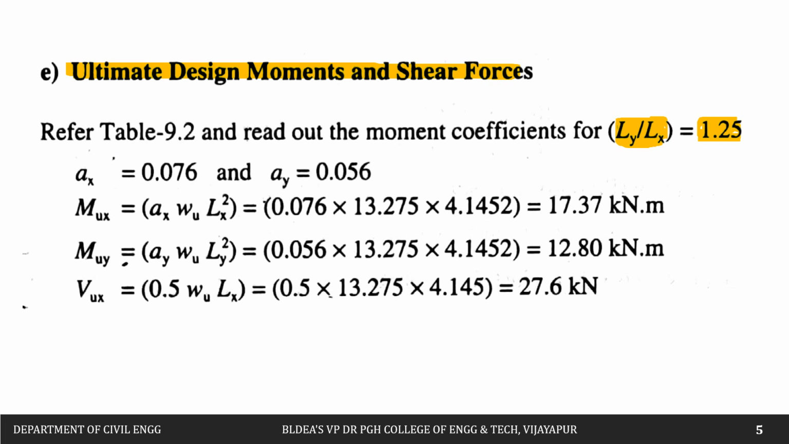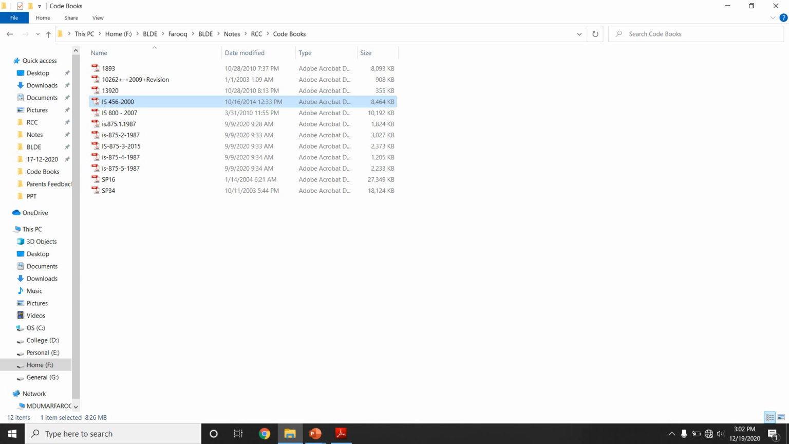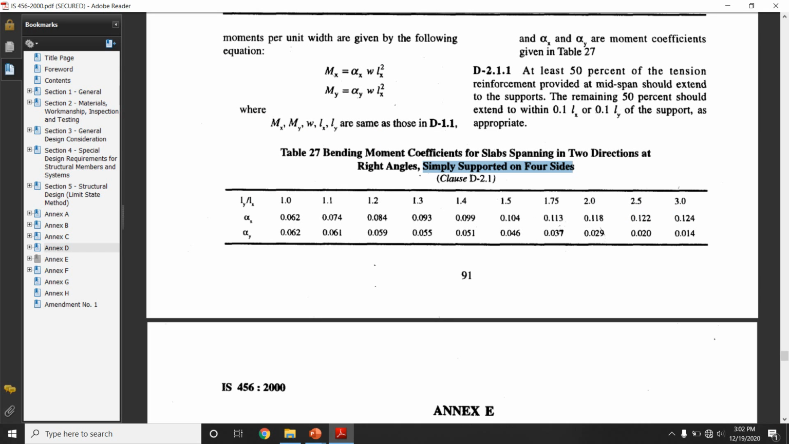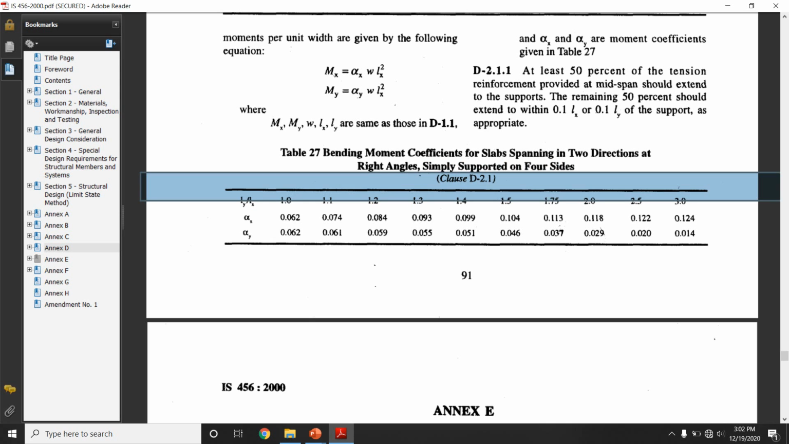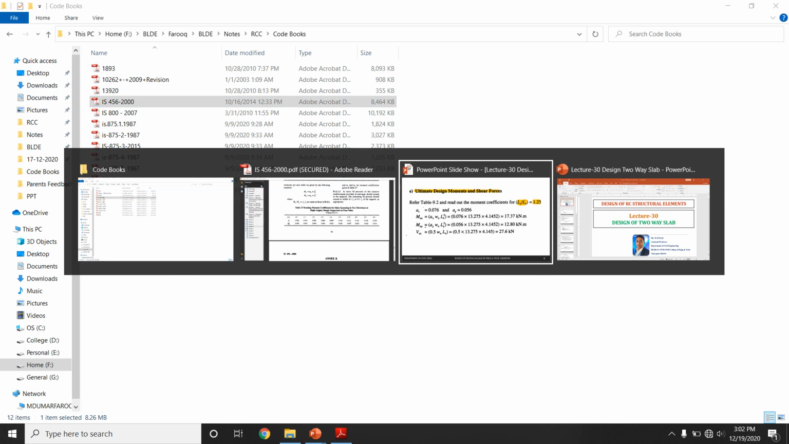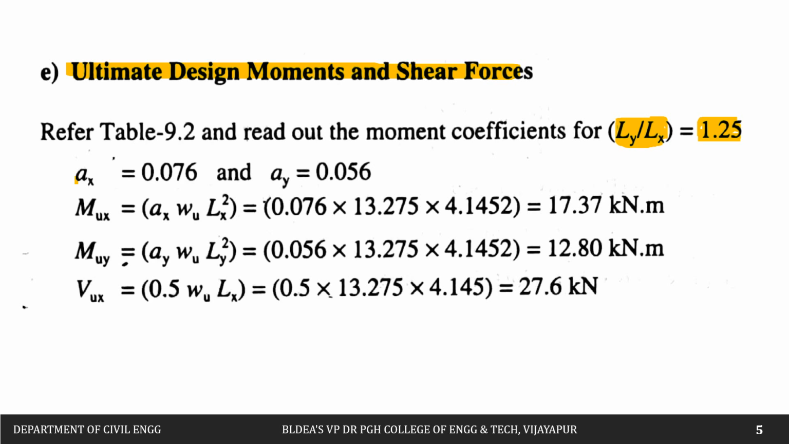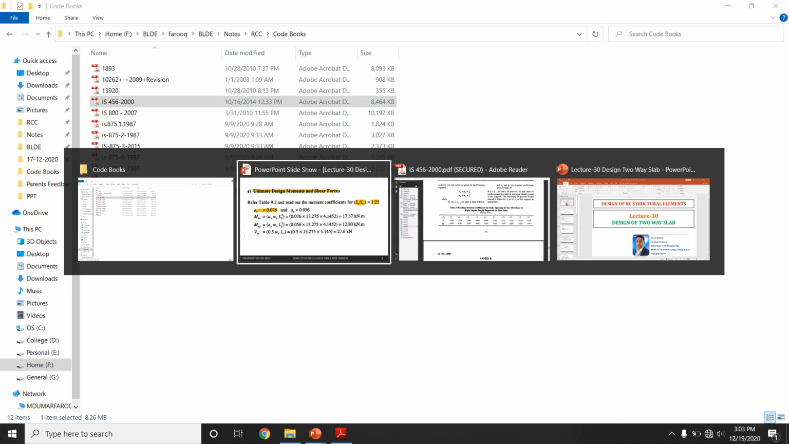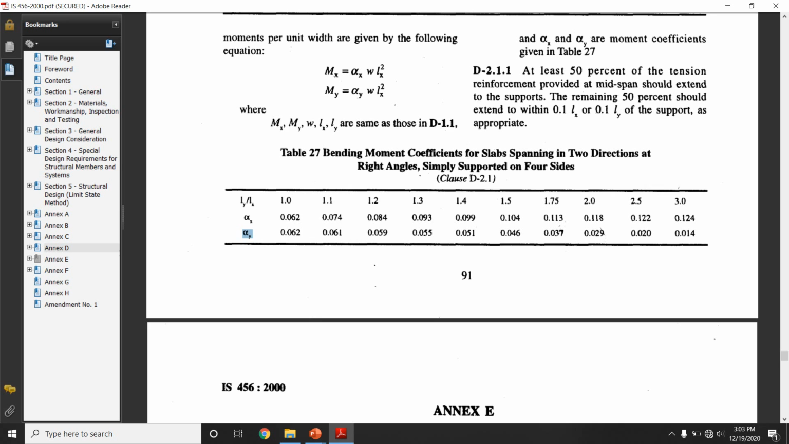Now the Ly by Lx ratio is 1.25. Here we have the Ly by Lx ratio of 1.2 and 1.3. In between these two values we are going to get the values, that is alpha x and alpha y. If you interpolate, alpha x will be 0.076. So if you see, we have 1.2 and 1.3.